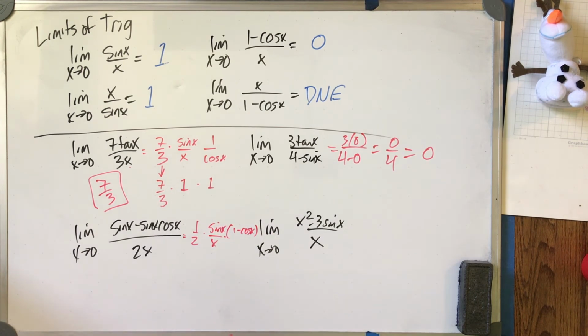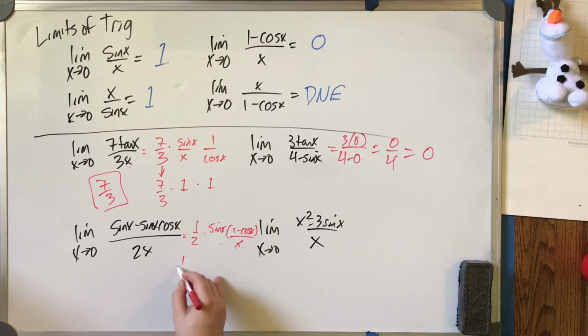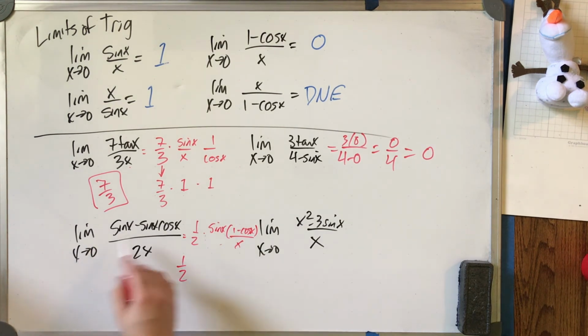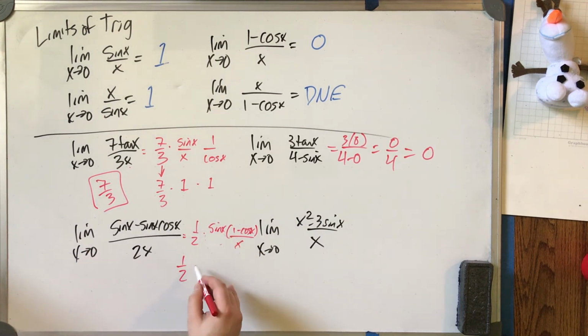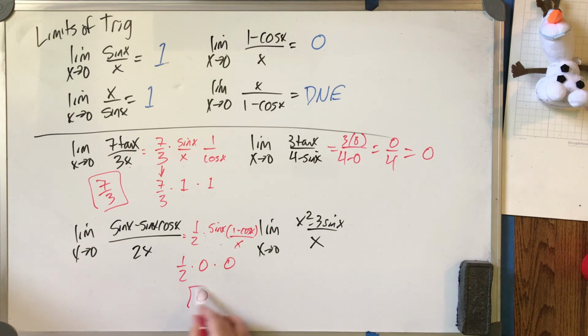Kind of running out of room here, but it doesn't really matter. We could put the x here, we'd end up getting 0. We could actually put it here. So I'm going to put it there just so that we can experiment with this a little bit more. The limit of 1/2 is always going to be 1/2. The limit as x approaches 0 of sine x, that's going to be sine of 0, which is 0. And 1 minus cosine x over x is also 0. So this is going to be 0. So no matter what, we end up with 0.